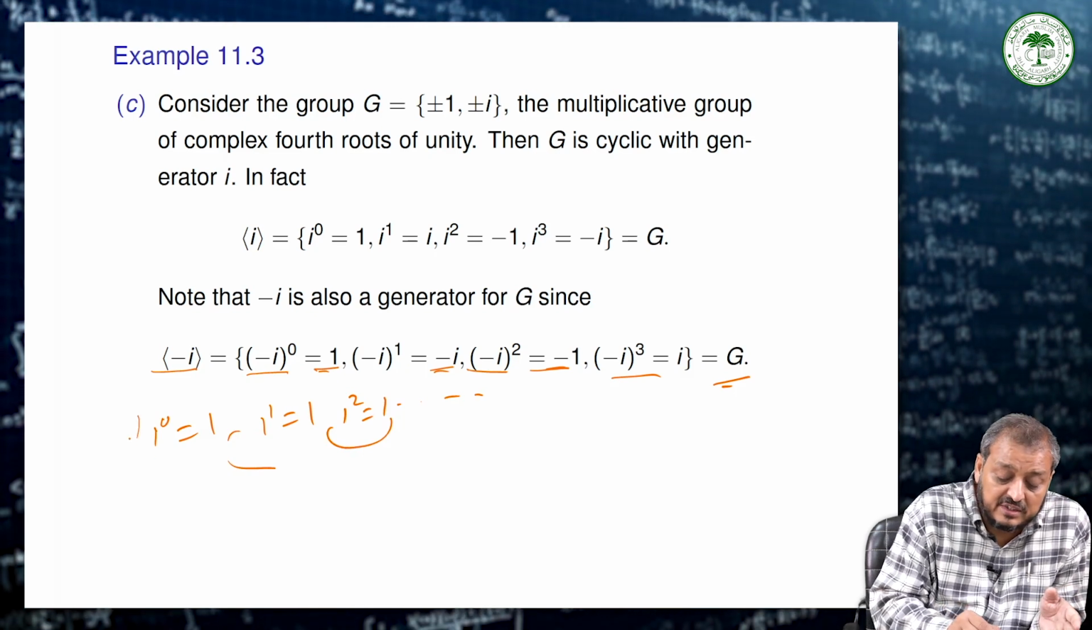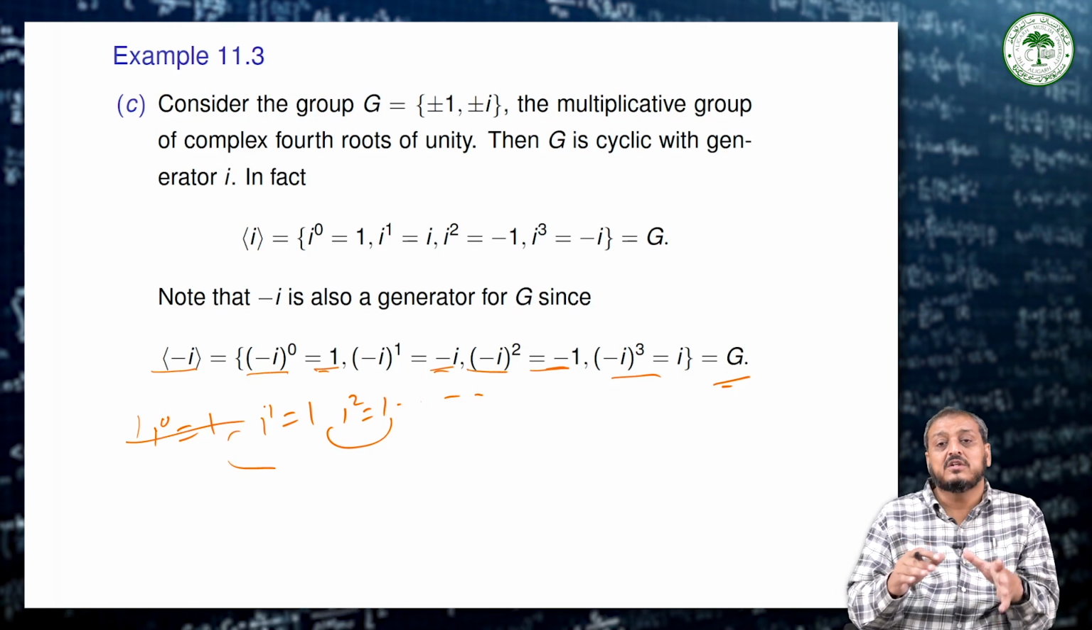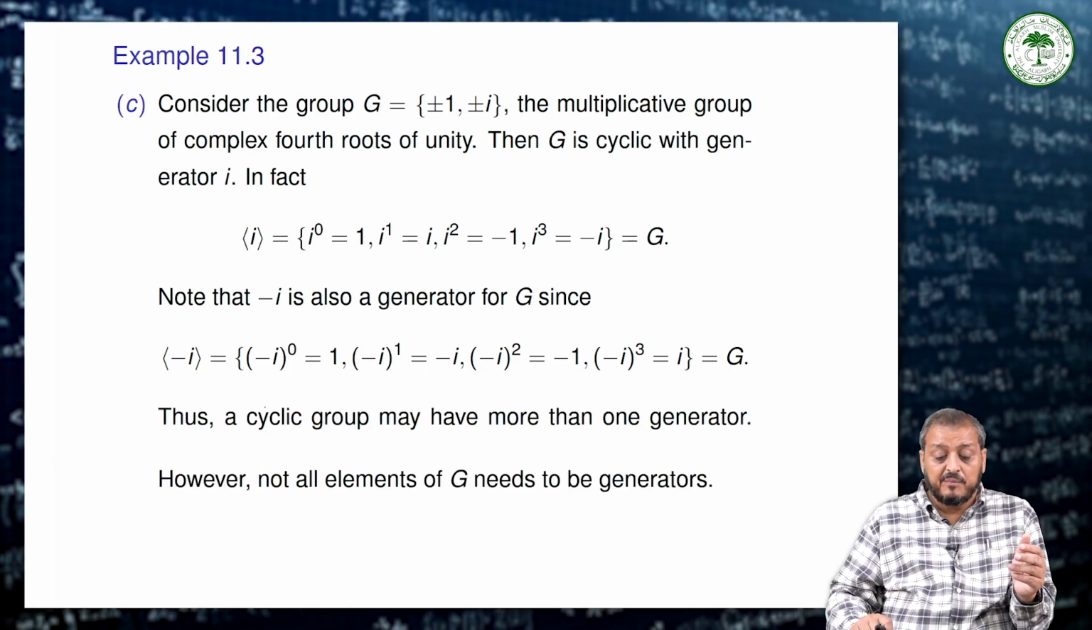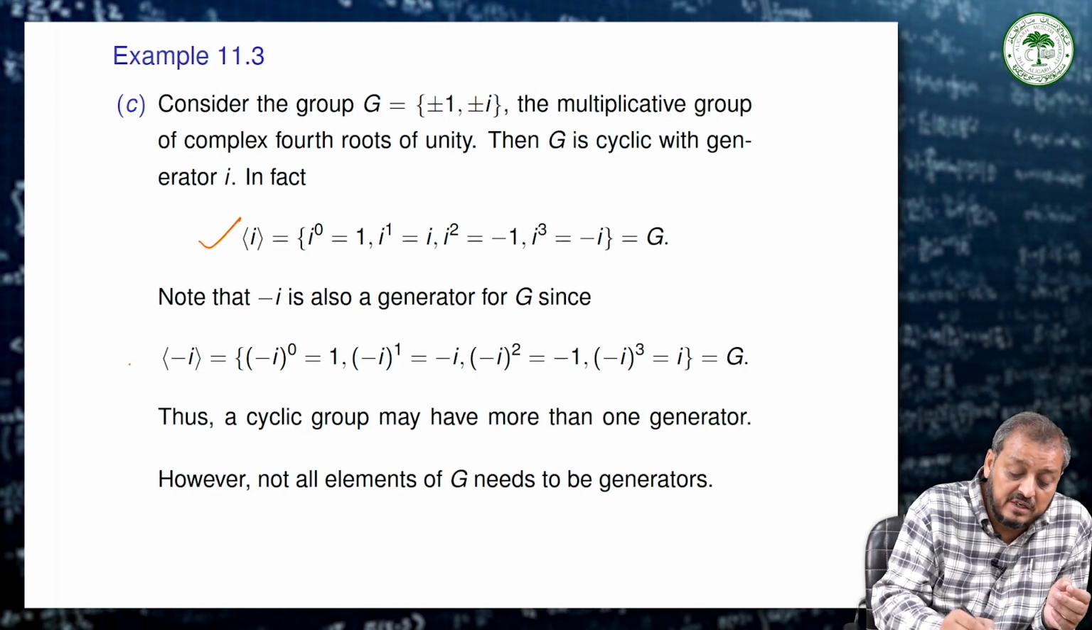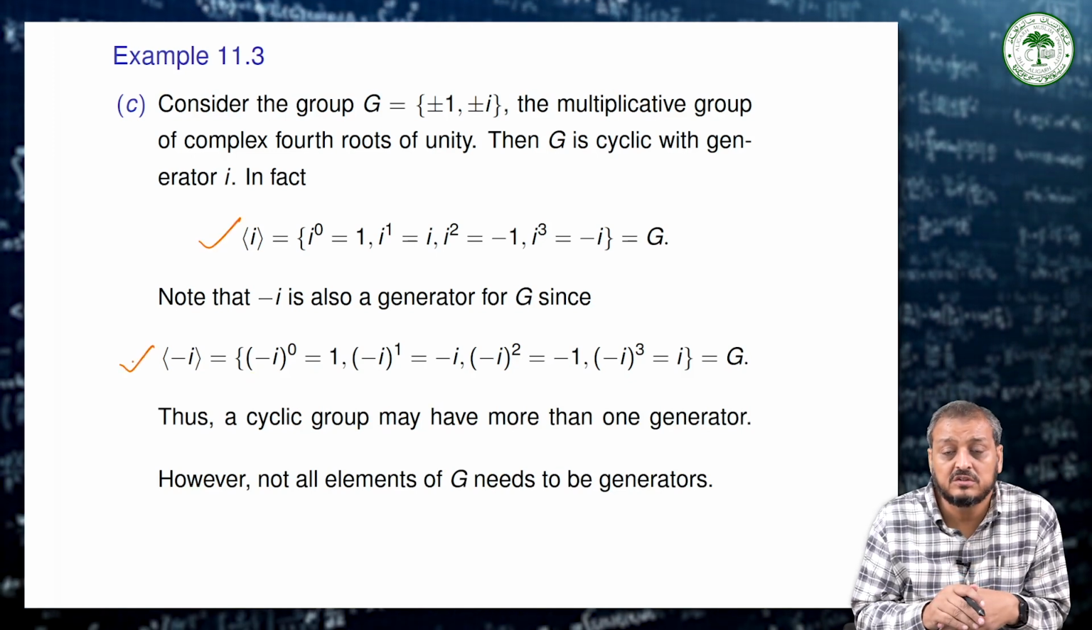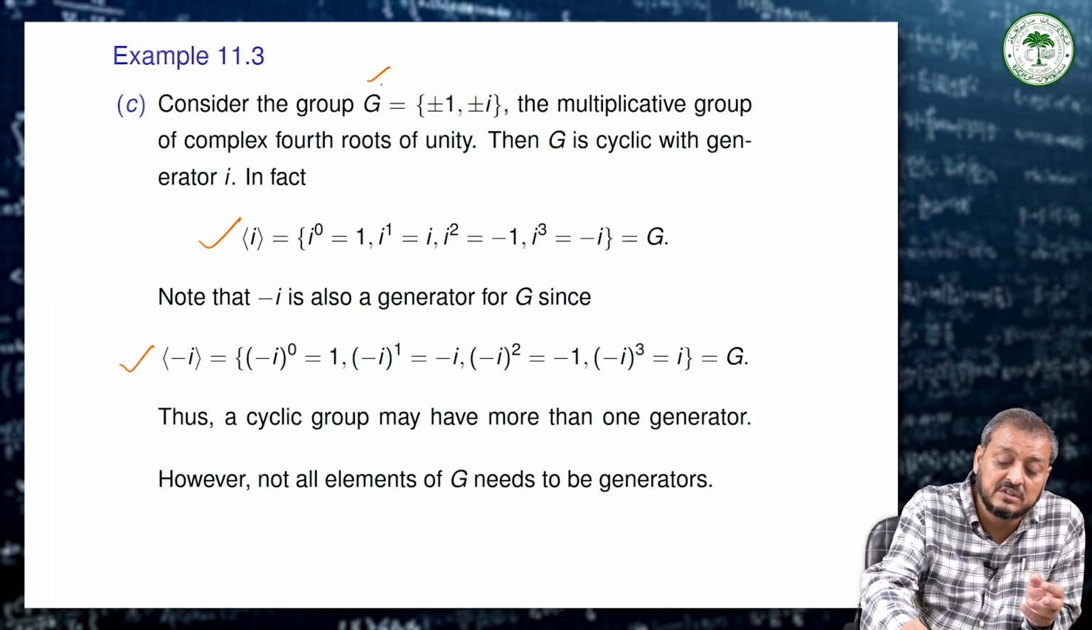So we can say that 1 is clearly not a generator. Similarly, we can say that minus 1 is not a generator. So we can find that i is a generator and minus i is also a generator of this group, which means it is a cyclic group. So this clearly is a cyclic group.